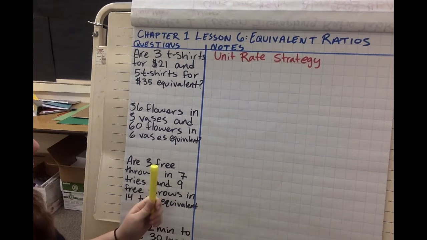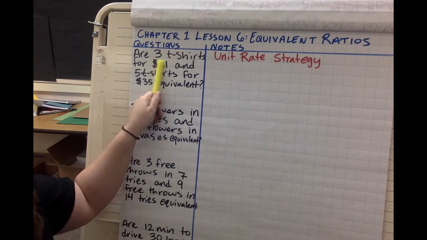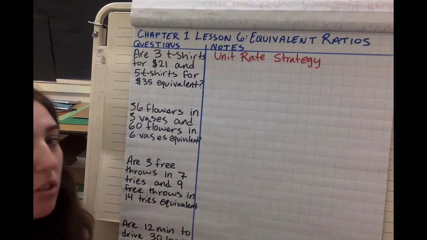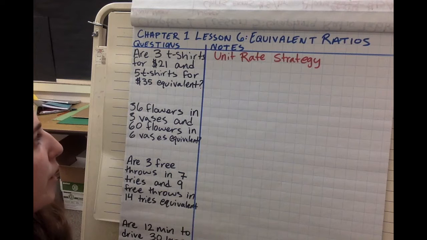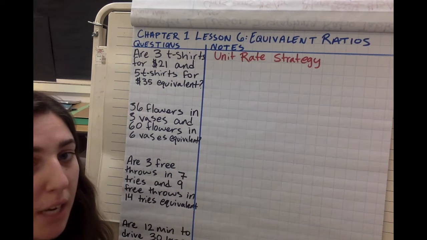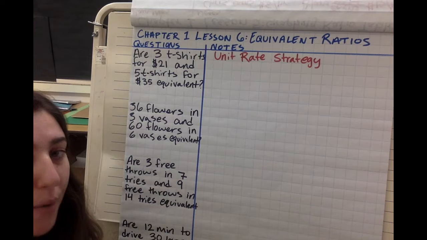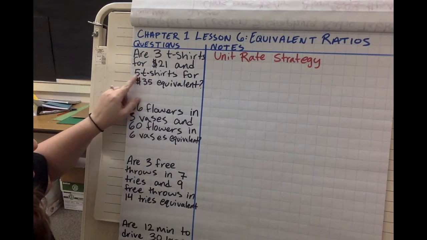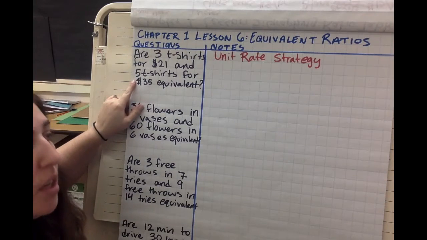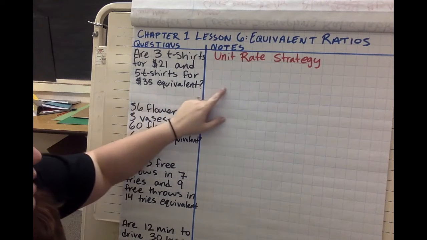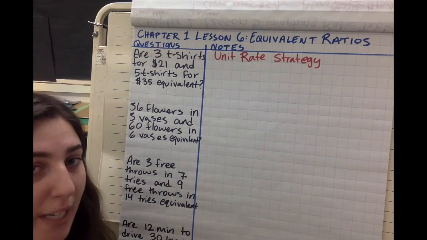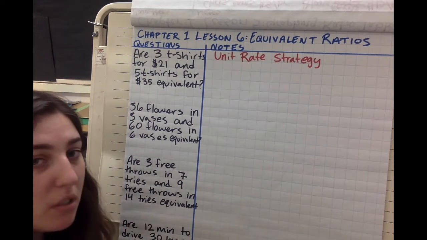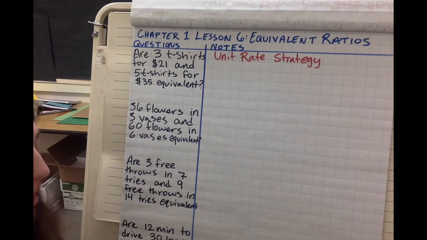All right, so first rate I'm going to write down is the first one, 3 t-shirts for $21. You could write that with 3 t-shirts as the numerator and $21 as the denominator, or vice versa. You could write $21 as the numerator and 3 t-shirts as the denominator, as long as you do the same thing for the second ratio. Okay, but I want to know, once I get my unit rate, how much money it is per t-shirt. So I'm going to put the amount in the numerator. So how much money in the numerator spot.